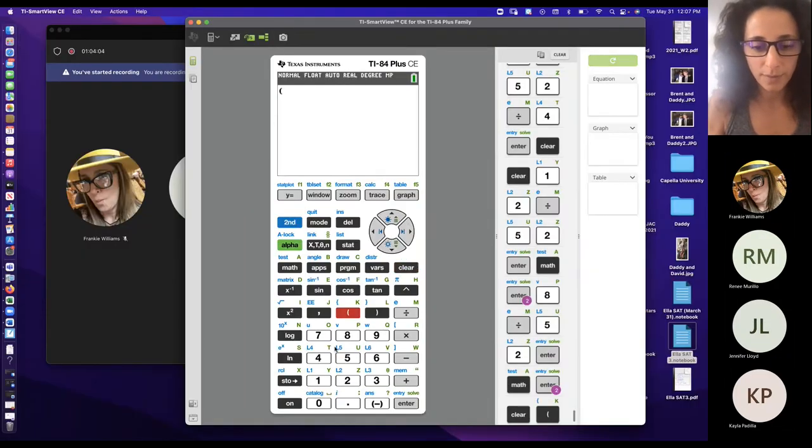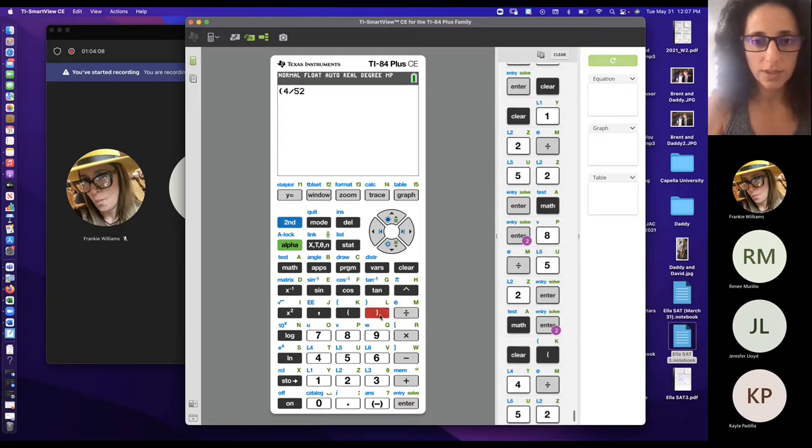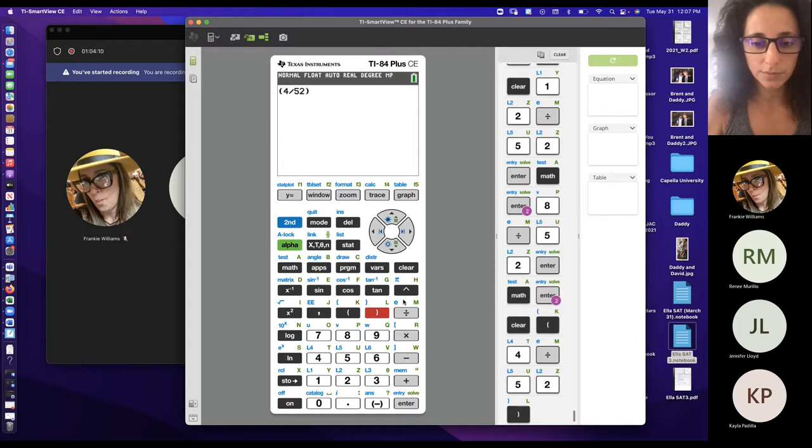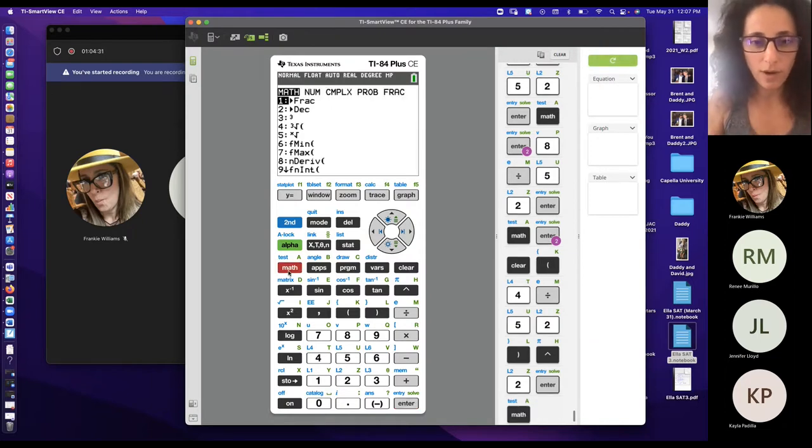So look, if I'm going to do 4 divided by 52, close parentheses, your exponent is this little arrow right here pointing up. Not this arrow, this arrow under the clear button. That's your exponent button. So I'm saying the quantity of this fraction, 4 out of 52, that whole thing to the second power is equal to that.